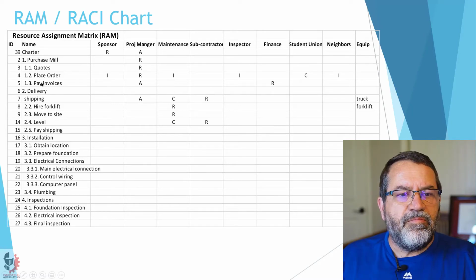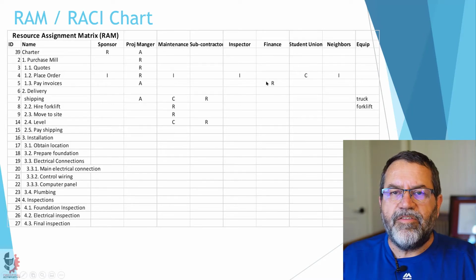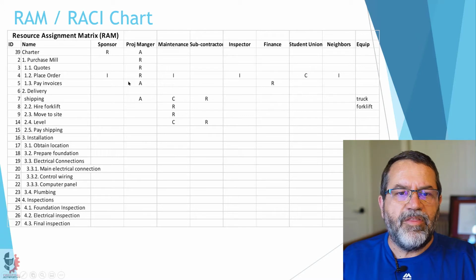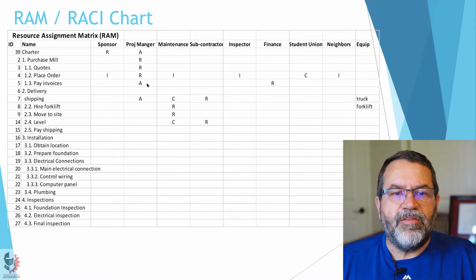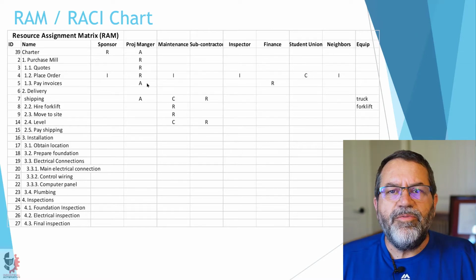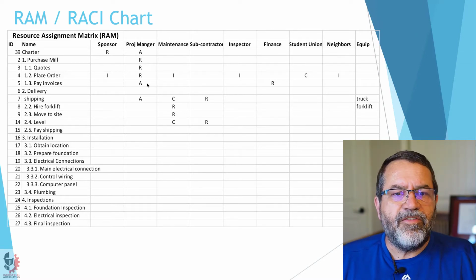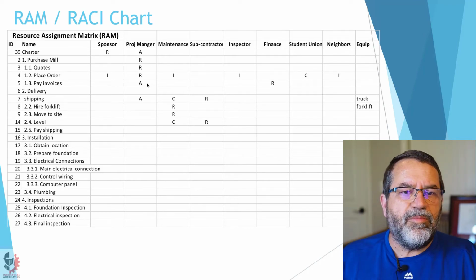The next one, pay invoices. Well, finance is responsible for that, and the project manager is responsible to be accountable to make sure it gets done. They don't actually do it, but they're responsible to make sure it gets done. So each one of these different tasks needs different levels of involvement from different people.